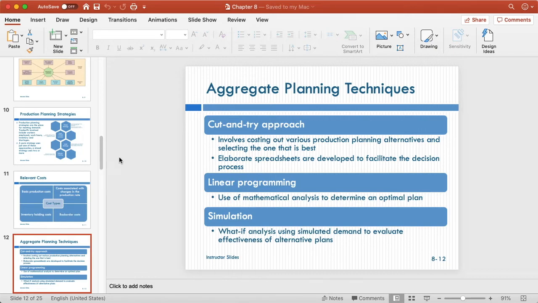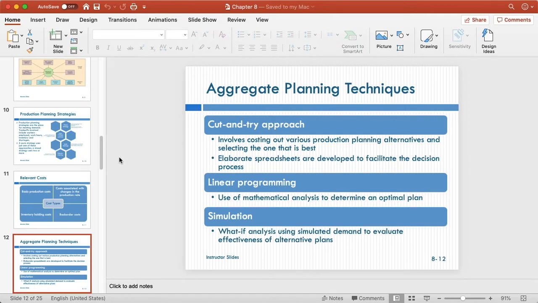Originally I planned to also do the simulation listed here. But since our time is very limited, I won't spend time talking about the simulation. We will not go through simulation in this course. We will mostly focus on the cut and try approach, basically the first one. If you look at the textbook, you can see that the textbook itself also focuses on the first one, the cut and try approach.